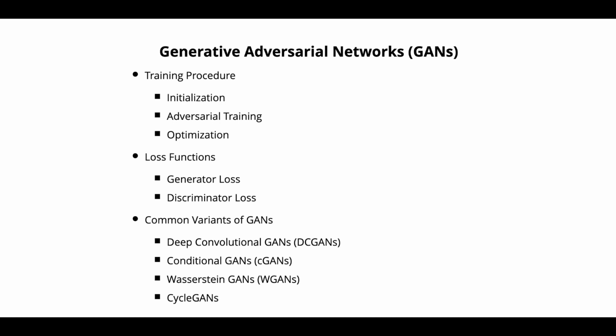Next one is Wasserstein GANs or WGANs. GANs with the Wasserstein distance-based loss function, leading to more stable training and better sample quality. The last one is the CycleGANs, which is GANs used for unpaired image-to-image translation tasks, learning mapping between 2 domains without paired training data.